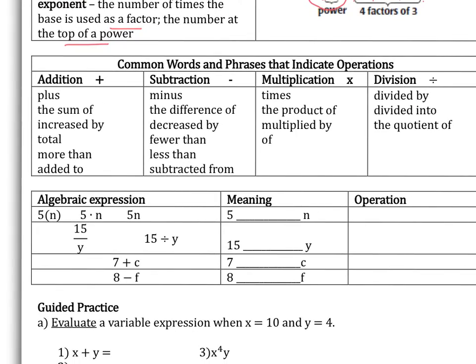Common words and phrases that indicate operations. You have learned some of these words before. Now you really need to know them by heart. So the addition sign, you can say that as plus, the sum of, increase by, total, more than, added to. Subtraction: minus, the difference of, decrease by, fewer than, less than, subtracted from. Multiplication: times, the product of, multiplied by, of. Division: divided by, divided into, the quotient of.